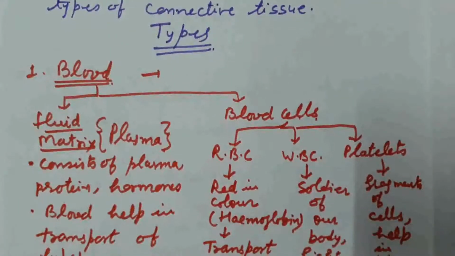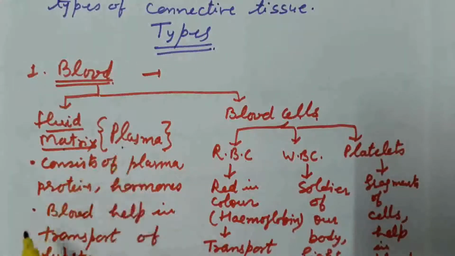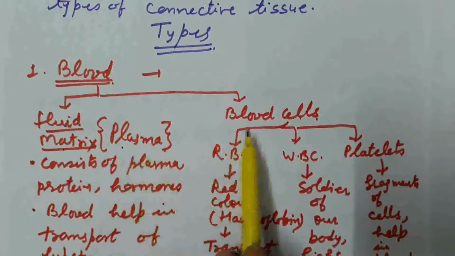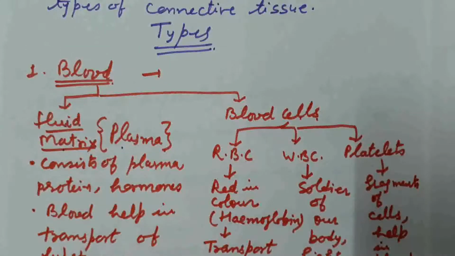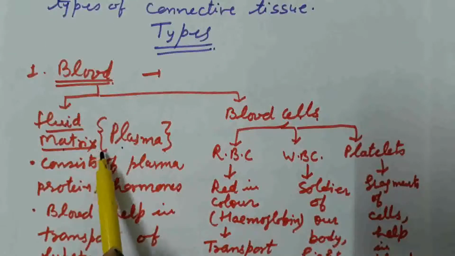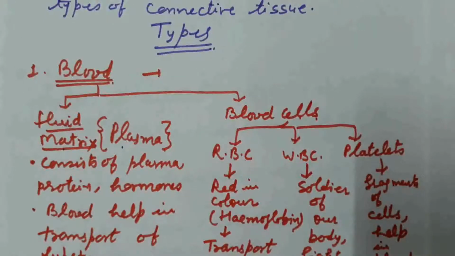Blood consists of two components. It consists of a fluid matrix, which we call plasma, and inside this fluid matrix, plasma, blood cells remain embedded. Inside the plasma, proteins and hormones are present. And what is the function of blood? Already discussed in our previous lecture.